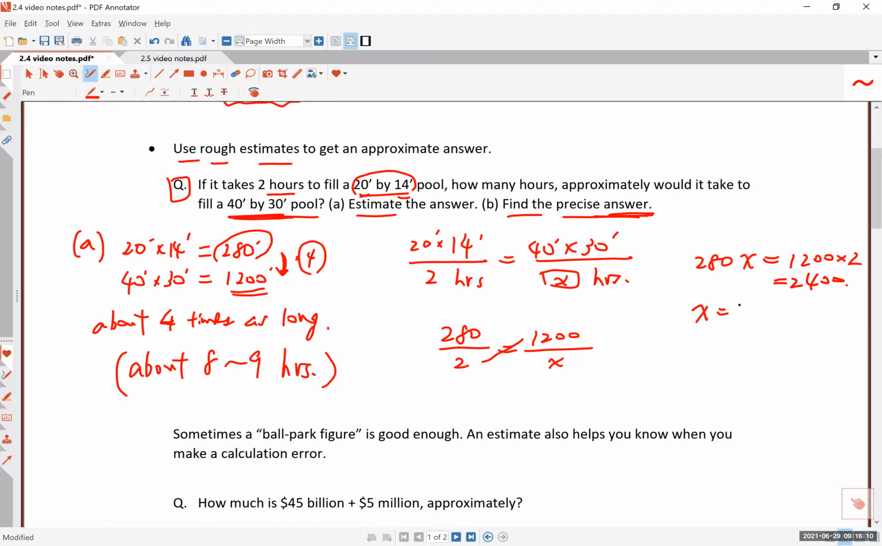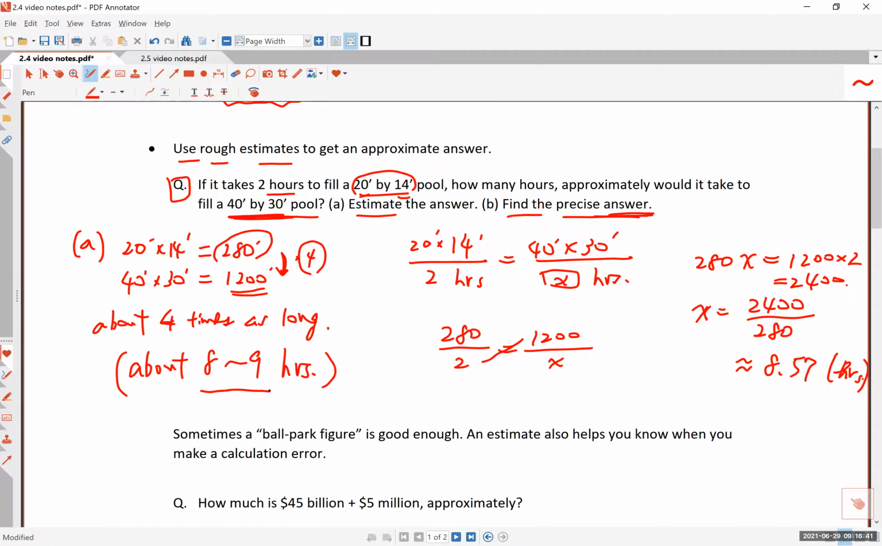So x, I don't want to use the language of algebra very much, but x is not too hard, right? That's just unknown, and you can call this anything you want. You can call this h, maybe for hours or whatever. So if you do this division, 2400 divided by 280, it comes down to be about 8.57. And of course, the units we're using here is hours, right? So we have 8.57 hours.